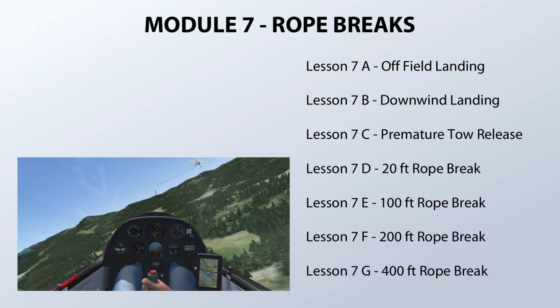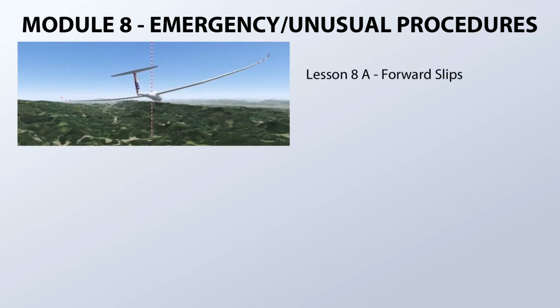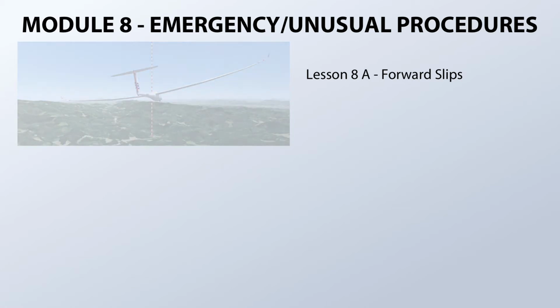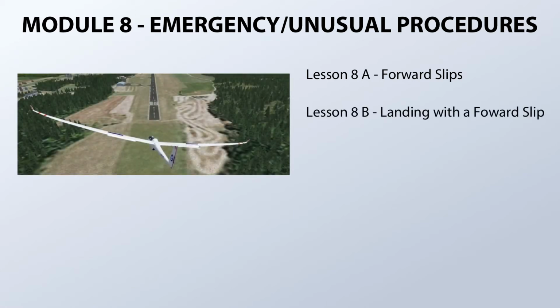Finally, there are lessons that demonstrate and let the student practice dealing with rope breaks at 20, 100, 200, and 400 feet. Module 8 deals with emergencies or other unusual occurrences. First, the student is taught how to perform a forward slip, which can be used if they end up way too high on final or if the air brakes fail closed. Then the student practices using the forward slip to land.